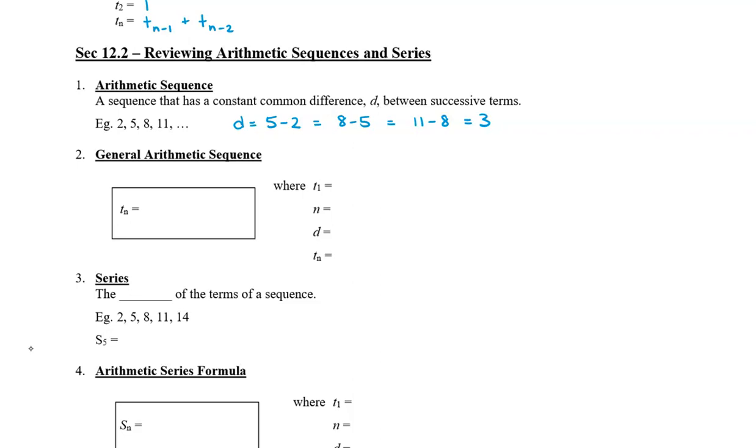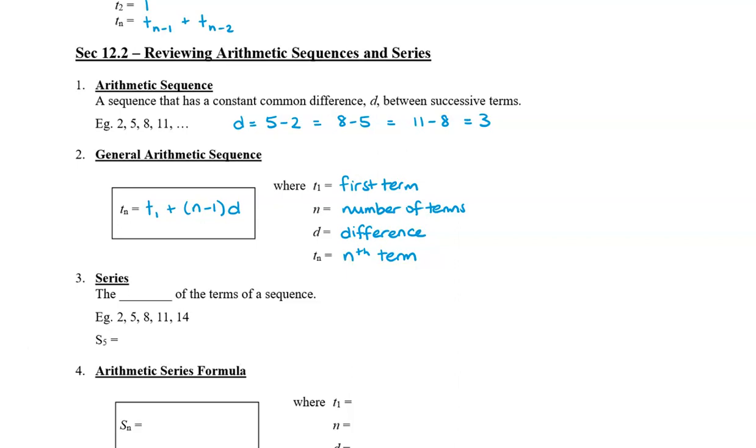So if you recall, the formula for an arithmetic sequence is Tn equals the first term, T1, plus n minus 1 times D. So T1 is our first term. N is the number of terms. D is the difference, sometimes called the common difference between the terms. And Tn is our nth term.